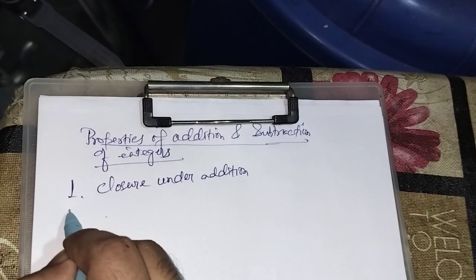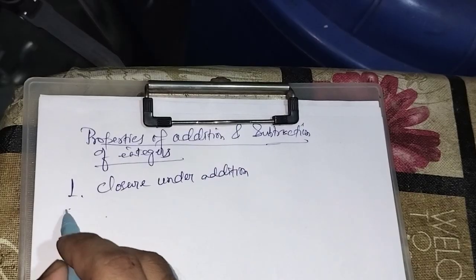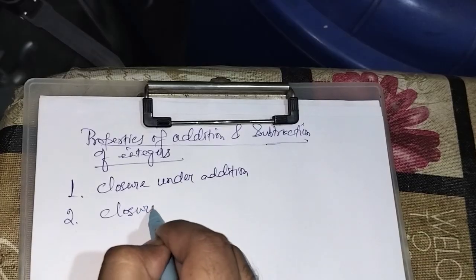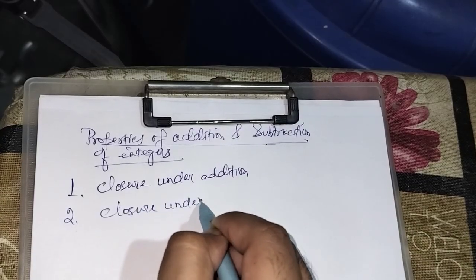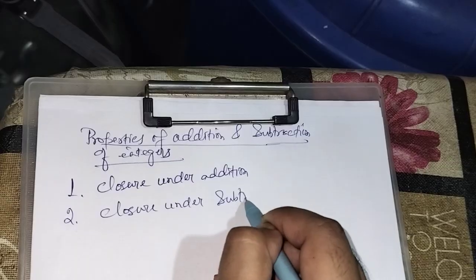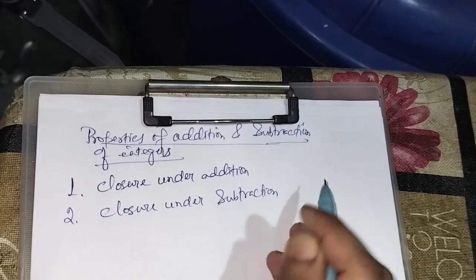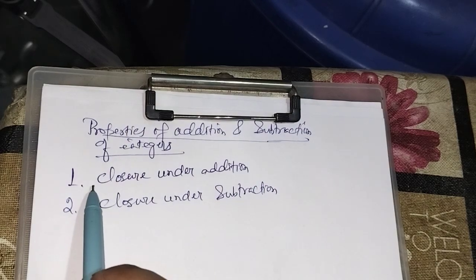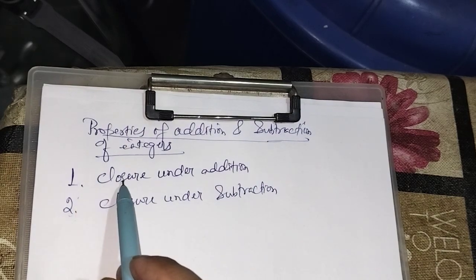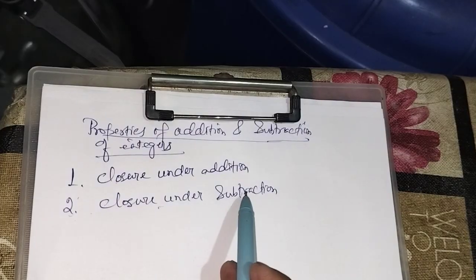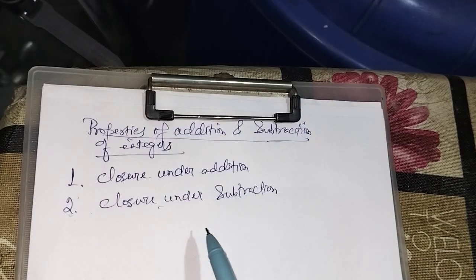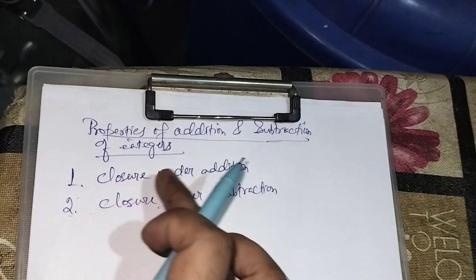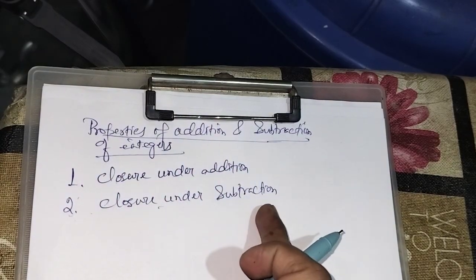And number two property is closure under subtraction, right? Okay, first let me discuss these two: closure under addition and closure under subtraction. Now, what it says: closure under addition and closure under subtraction.